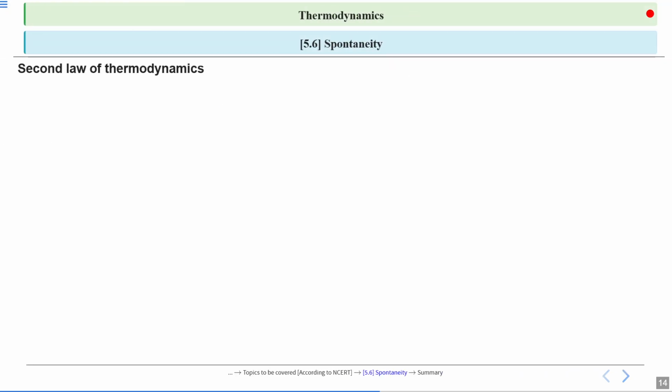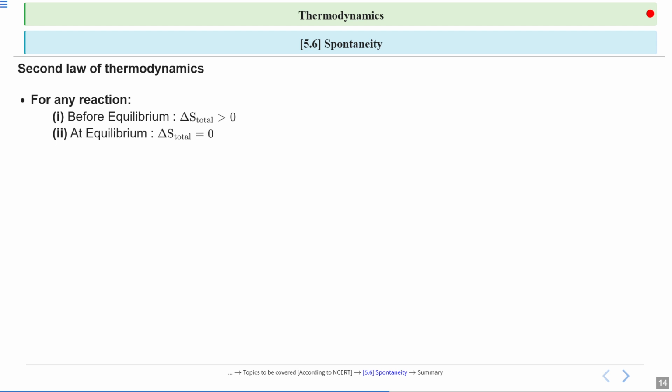Now from here, let us consider an example. Suppose for any reaction, you are telling what will be the situation before equilibrium, how will the system proceed? So I have told you that for the system to proceed, the total entropy change should be positive, right? Therefore, we have written it as delta S total is greater than 0. Now, what can be the next situation? After equilibrium, what will happen? So, after equilibrium, there will be no change in entropy, right?